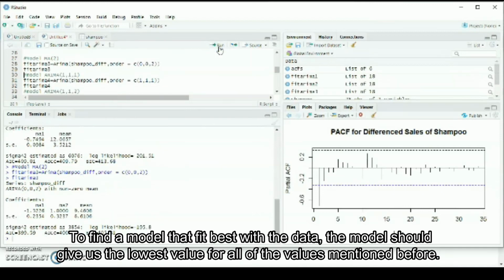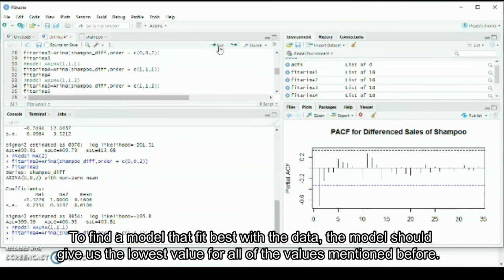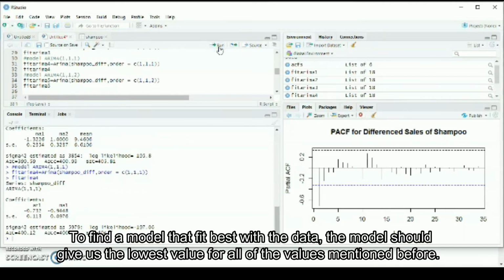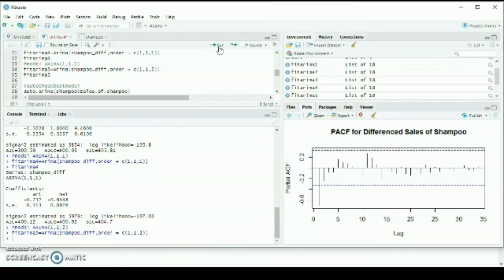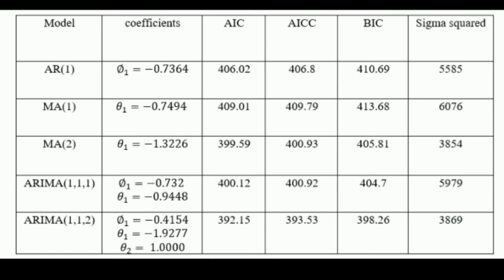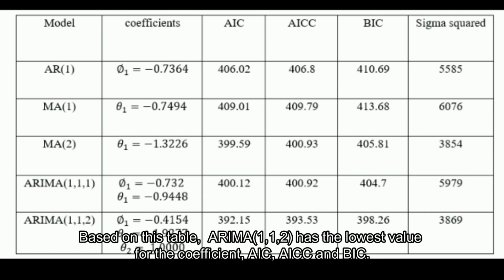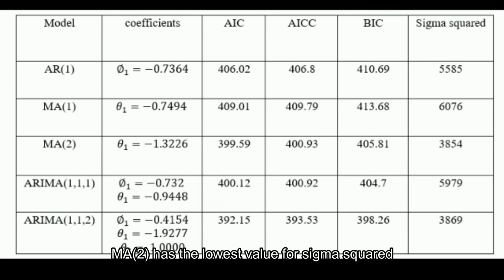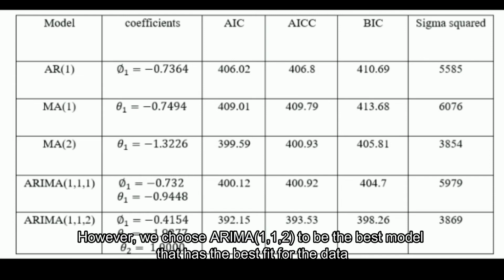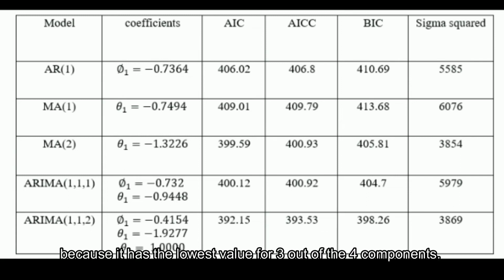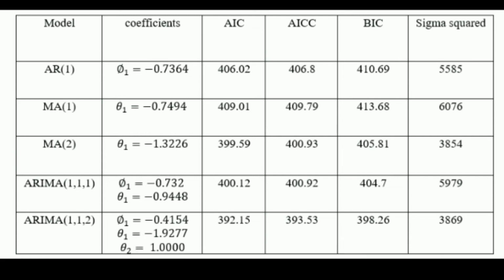To find a model that fits best with the data, the model should give us the lowest value for all of the values mentioned before. Based on this table, ARIMA 112 has the lowest value for AIC, AICc, and BIC. MA2 has the lowest value for sigma squared. However, we choose ARIMA 112 to be the model that has the best fit for the data, because it has the lowest value for 3 out of the 4 components.